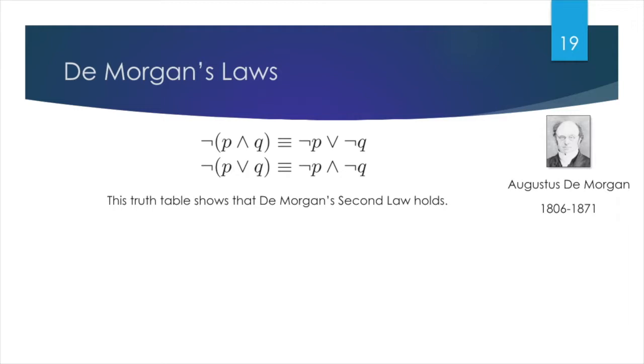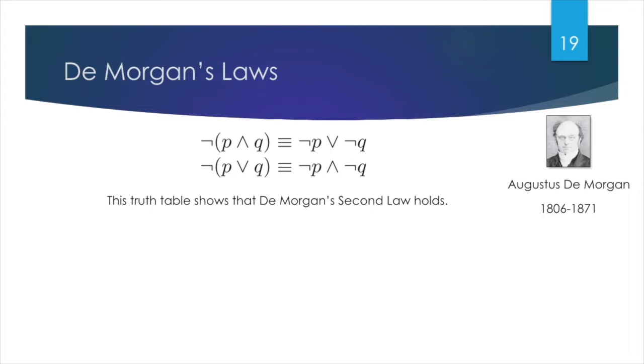The second De Morgan law is basically saying not (P or Q). Now we want to remove the parentheses and put the negation inside the parentheses, so it will be not P, and we flip the or to and, and this will be not P and not Q. And this is what we call the second De Morgan's law.